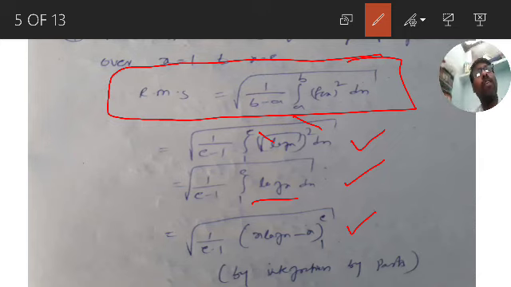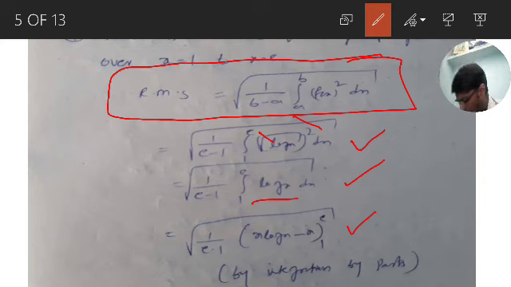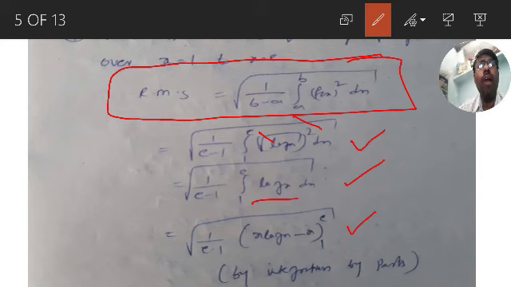So therefore the next step is square root of 1 by e minus 1 into x log x minus x from 1 to e. Upper limit minus lower limit gives the answer. How we got this is by integration by parts, and you have to remember it as a formula. Integration of log x is x log x minus x. Directly if you write the formula of log x, nothing wrong. You can write in the box that integration of log x is x log x minus x plus c. That's it.